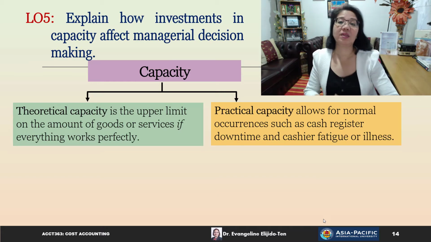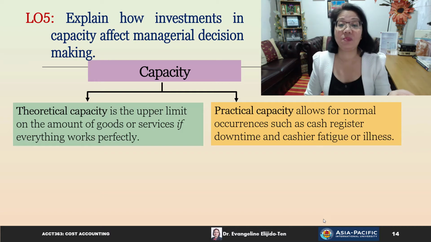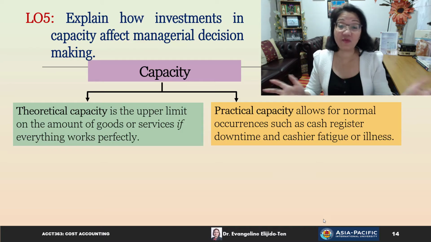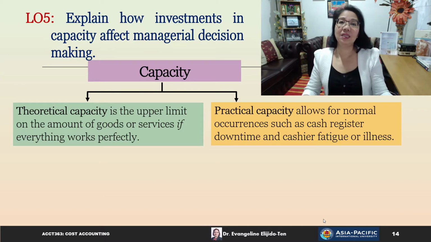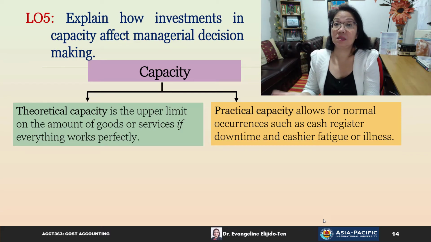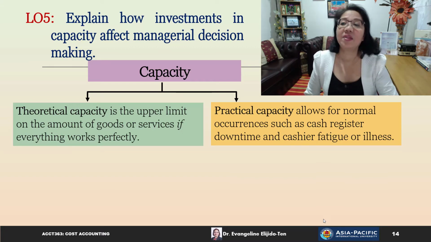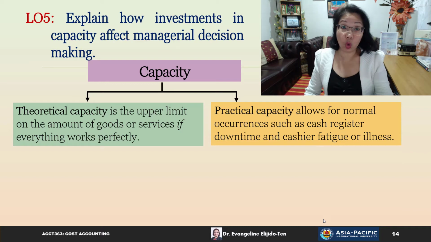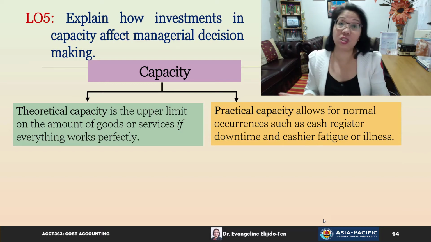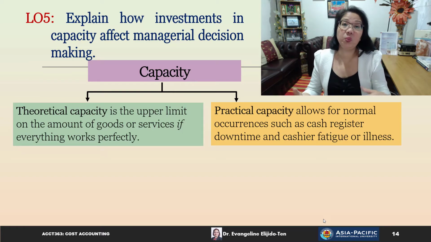The theoretical capacity is simply the upper limit on the amount of goods or services if everything works perfectly. So the theoretical capacity does not give any leeway for any machine breakdown, illnesses suffered by the workers, and the like. The practical capacity, on the other hand, allows for normal occurrences such as the downtime of the machine, cash register for example, and perhaps the illness or fatigue of the cashier.